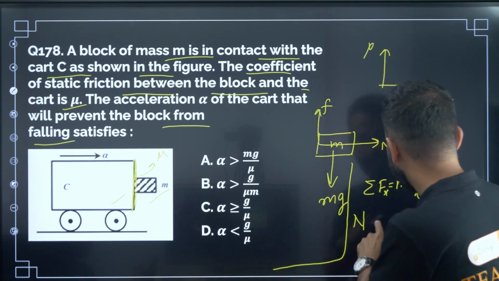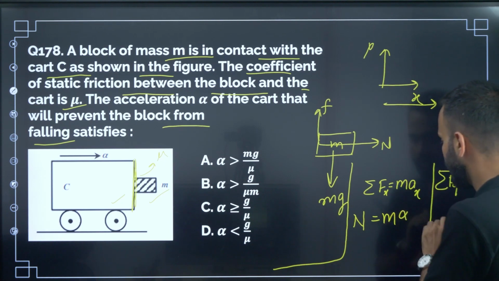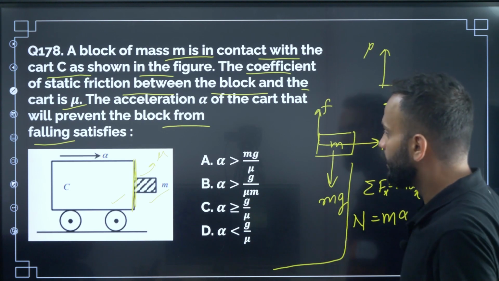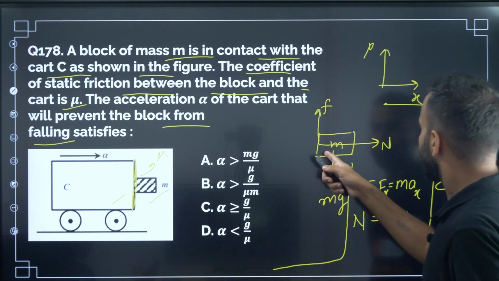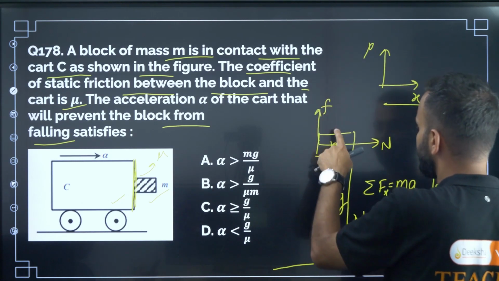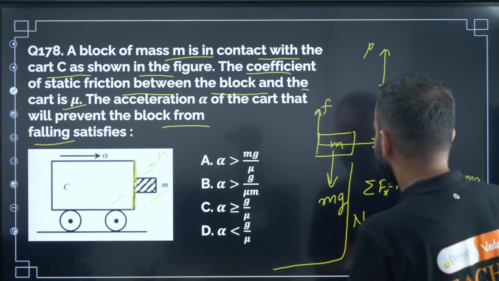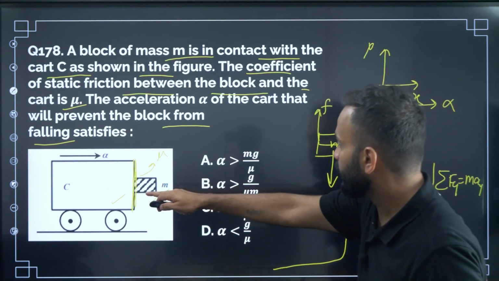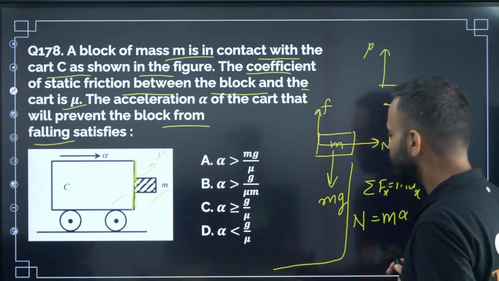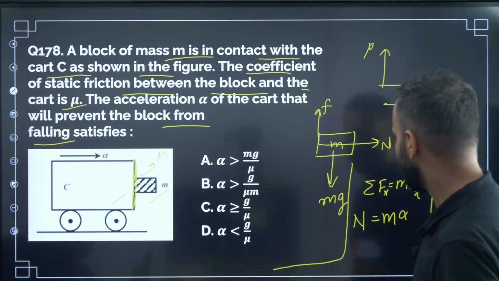N is equal to m into A, or m into alpha. Now, summation of Fy equals m into Ay. Here there are two forces along the vertical direction: the first one, the frictional force, and the second one, the gravitational force. Is the block moving along the vertical direction? No, so acceleration is 0. So m into Ay is equal to 0. That is, the frictional force is equal to mg.